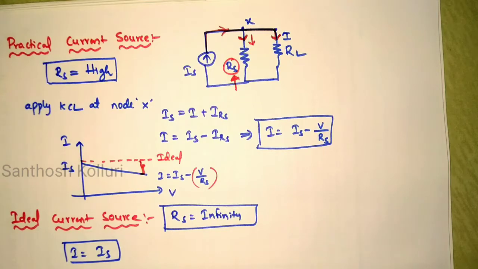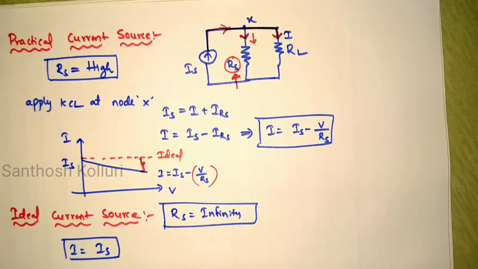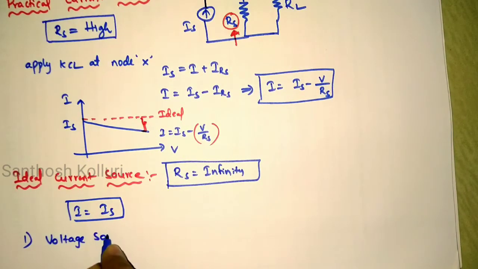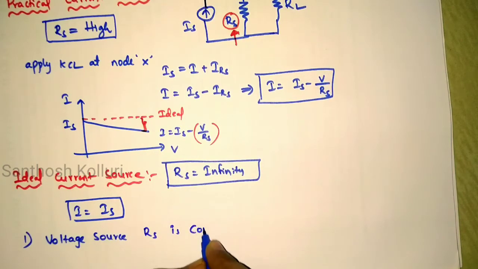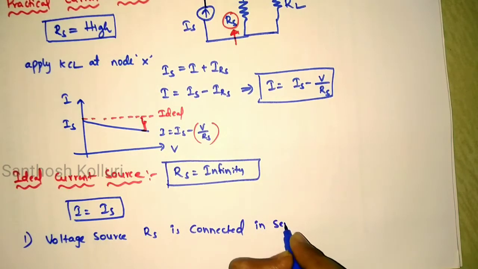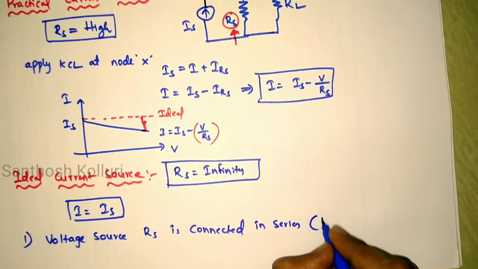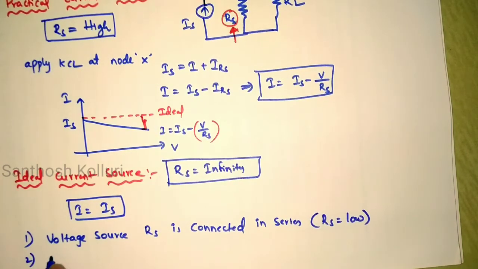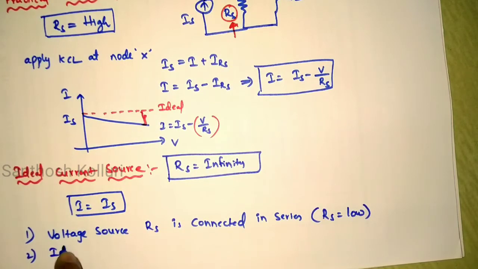So there are 4 conclusions. First one, for a voltage source, internal resistance is connected in series, and the value should be low or minimum. Second conclusion, for an ideal voltage source, the value of RS should be equal to 0.